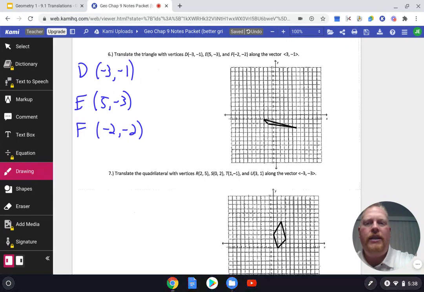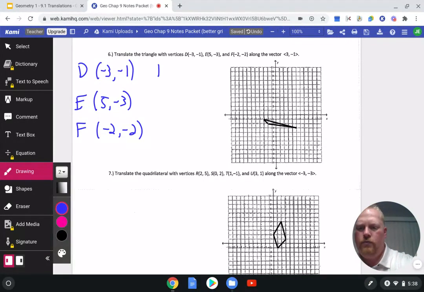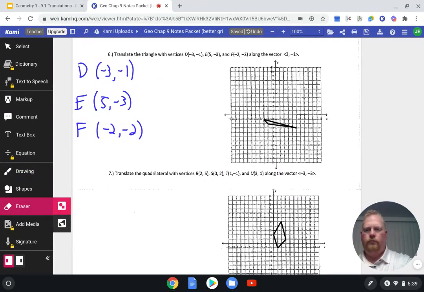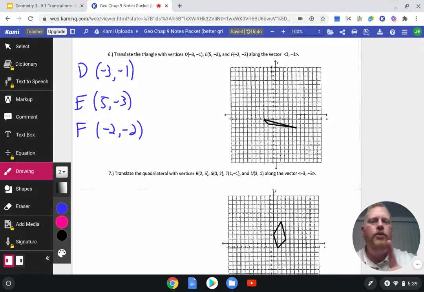So when I do that to point D, that makes point D prime. Basically, it means it's a point that was created directly off of point D. So if I add 3 to the x, that puts me at 0. And I subtract 1 from the y, that puts me at -2. And then we just do the same thing for points E and F.